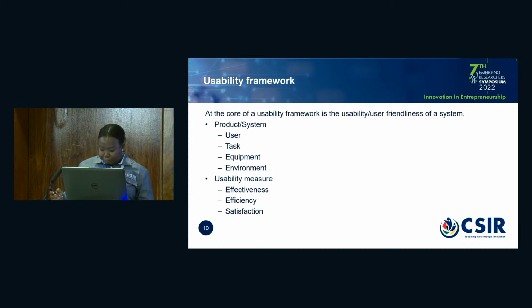So the usability measures are the effectiveness, the efficiency, and satisfaction. So effectiveness measures the extent to which the user can achieve the goal with accuracy and completeness. And efficiency measures the level of effort and the use of resources that the user would need to achieve the goal with effectiveness. And then satisfaction shows the positive association and absence of discontent when the user is interacting with the system.